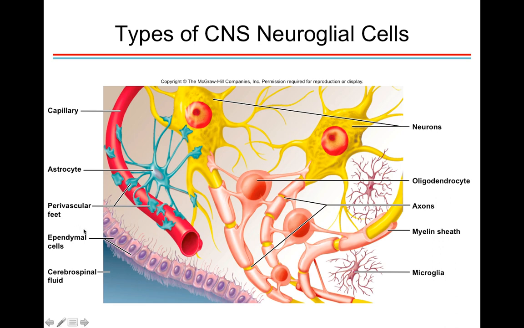The next cell I want to talk about are these ependymal cells. The ependymal cells line the ventricles in the brain and central nervous system, and they secrete cerebrospinal fluid. So here you can see the cerebrospinal fluid, and that is being secreted by these ependymal cells.